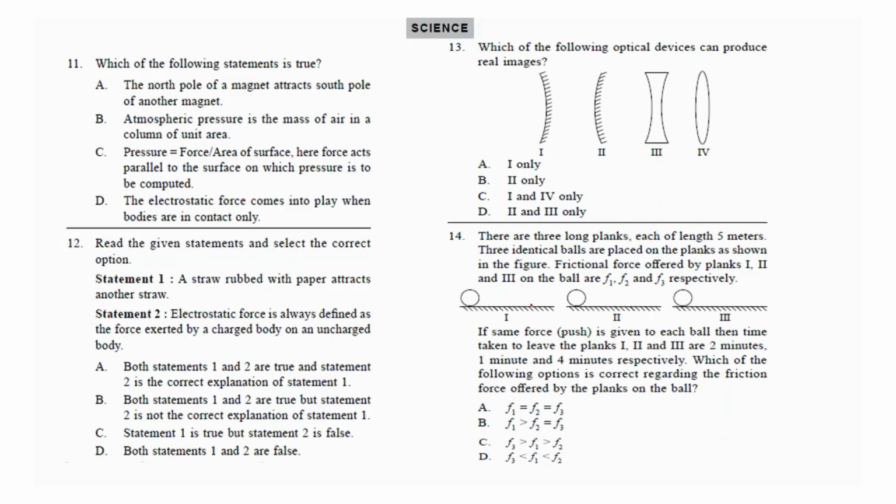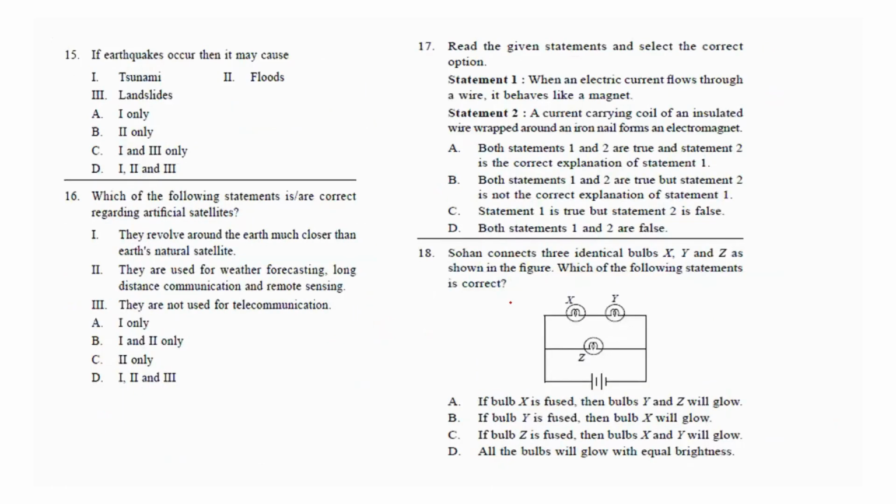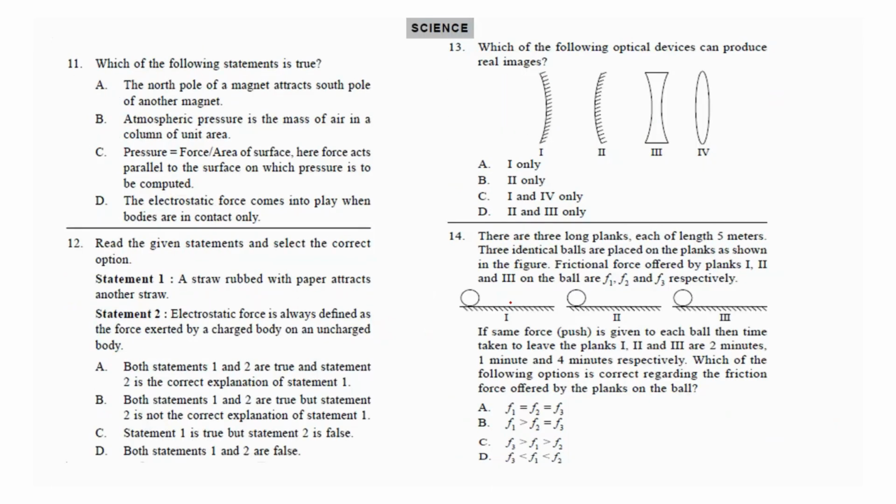So the 11th question says, which of the following statements is true? The north pole of a magnet attracts the south pole of another magnet. So this is true, right? We know that magnets attract the opposite poles. Like poles repel and unlike poles attract. So definitely the north pole of a magnet will attract the south pole of another magnet. So the first statement only is the correct one. Coming to the 12th question.